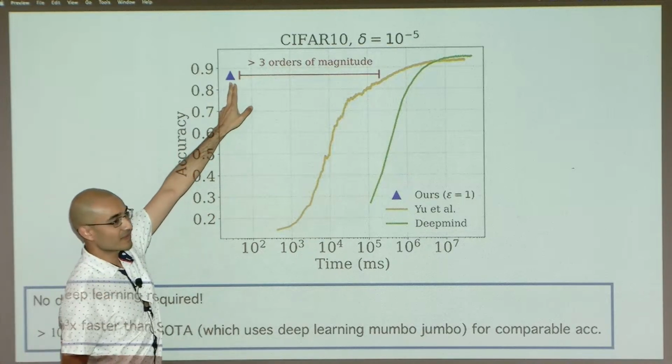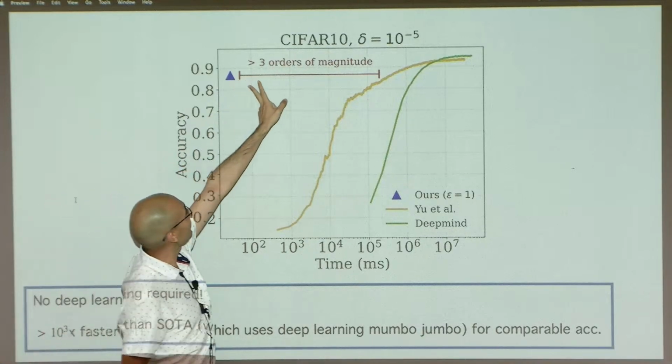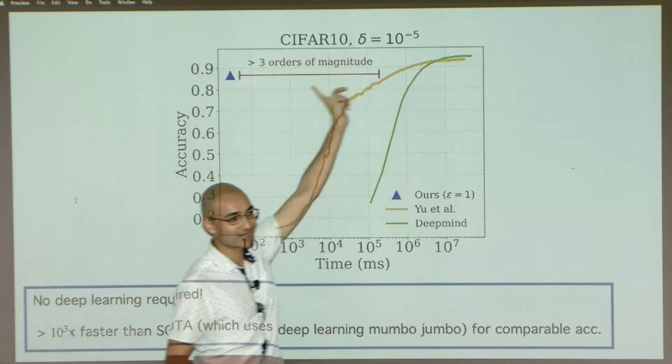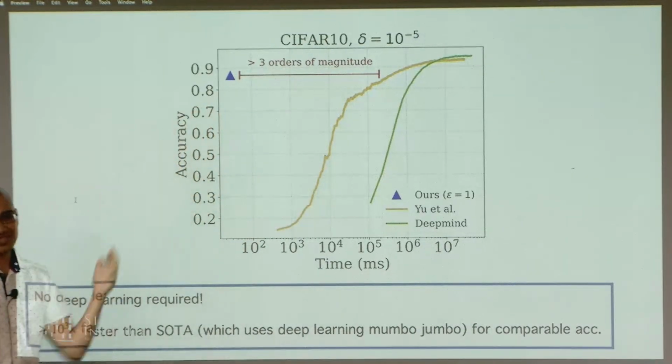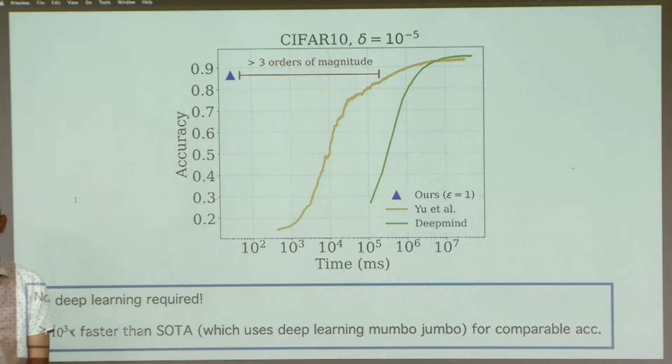In terms of accuracy, it's not the best. Our method is not the best. But our method actually doesn't require any private training. It's actually just take a bunch of vectors, create a private data structure, and just compute L2 distances essentially.